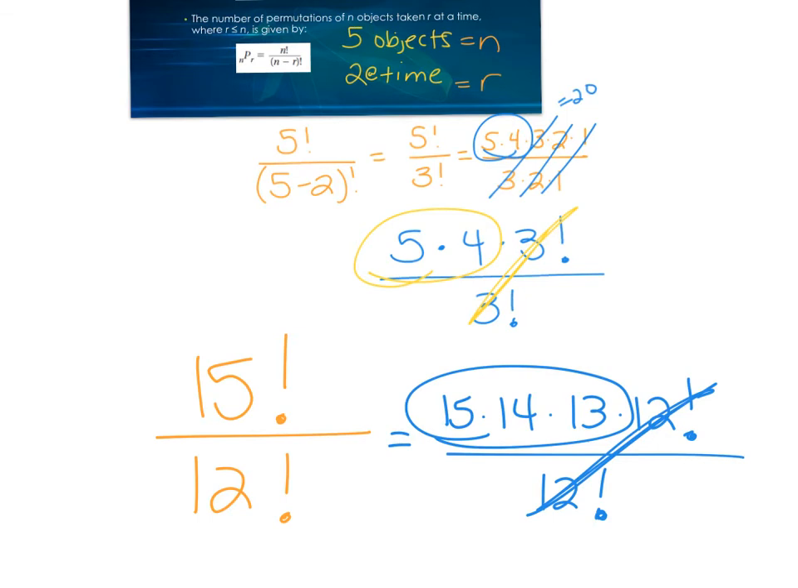Questions on that? Because now we're going to go back. So factorial means multiply that number times every number smaller than it. So if it's 7 factorial, it's 7 times 6 times 5 times 4 times 3 times 2 times 1. And then you multiply those numbers out. All right.